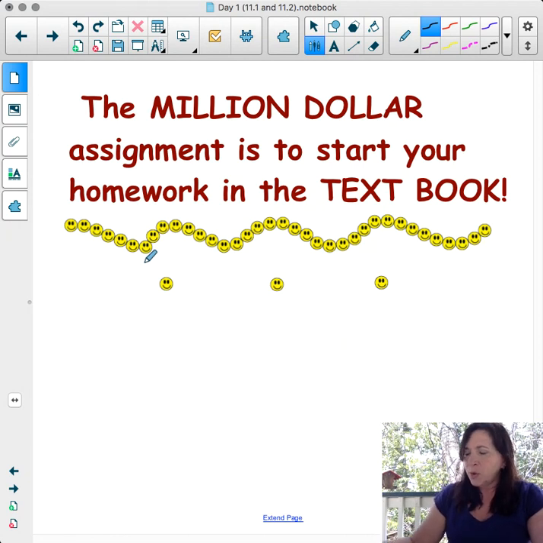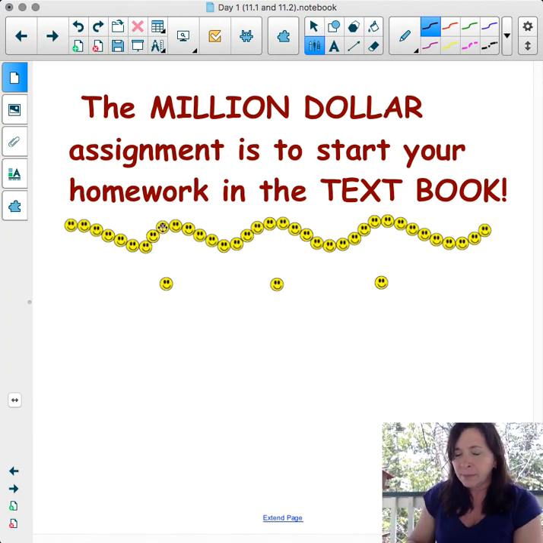So go ahead, and that's it for today. You can go ahead and start your work in your textbook, which is problems on area of rhombuses, trapezoids, parallelograms, rectangles, and squares.